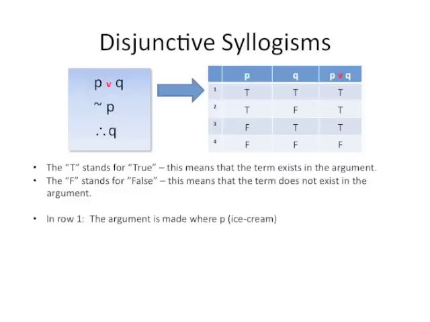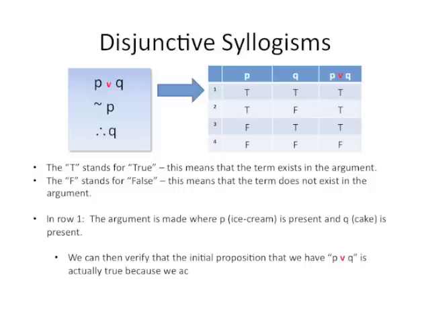And so according to our statement here, we can verify that the initial proposition that we have, P or Q, is actually true, because we actually have both in this case. Right, so in line 1 here at the very end, it says we have P or Q. Well, you look back in the term columns, you say, yes, we have a P, yes, we have a Q. So yes, everything works out. We do have all of those possibilities. All right, thus the argument, if made according to row 1, would be valid.